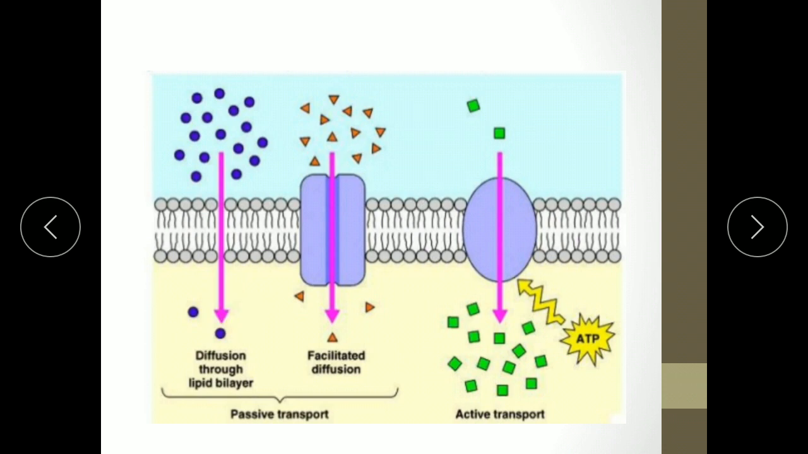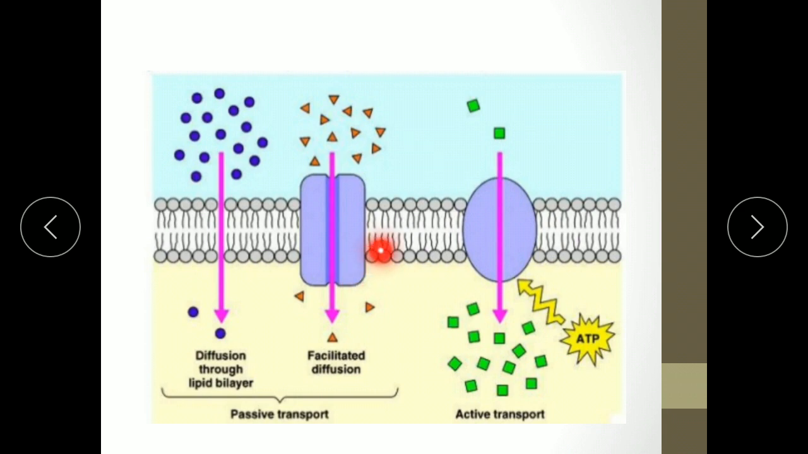Now second one is facilitated diffusion. This is also known as passive mediated transport. It is a process of spontaneous passive transport of molecules from higher concentration to lower concentration across the biological membrane via specific transmembrane integral proteins.